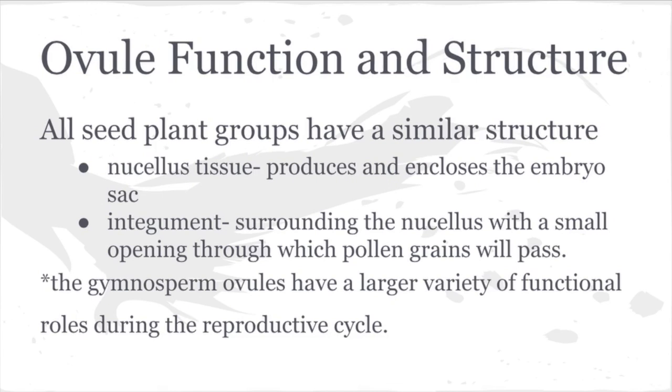The ovule function and structure. So all seed plant groups have similar structure. They have nucellus tissue, which produces and encloses the embryo sac, integument, which surrounds the nucellus with a small opening through which pollen grains will pass, and the gymnosperm ovules have a larger variety of functional roles during the reproductive cycle.